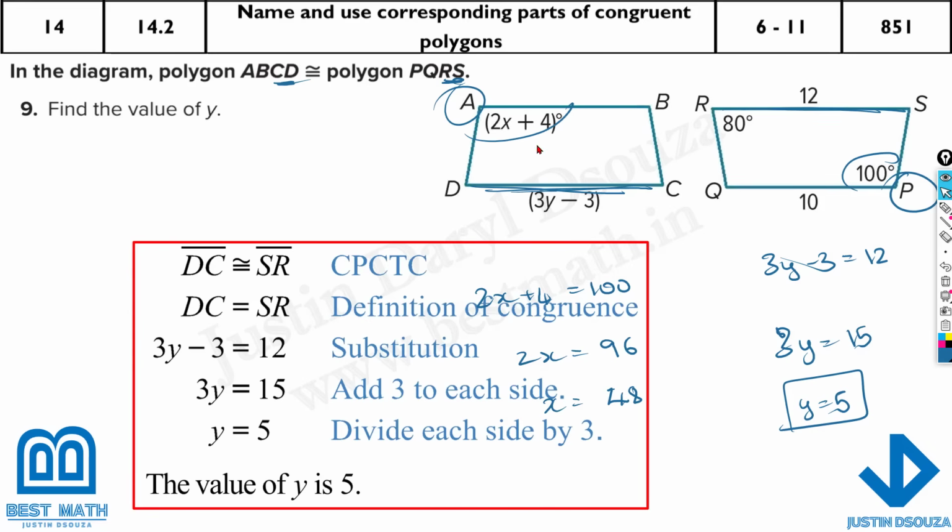So x was 48 from these two angles. But why do we need to equate the sides? Because they are congruent. So angles and the sides are equal. And there we go.